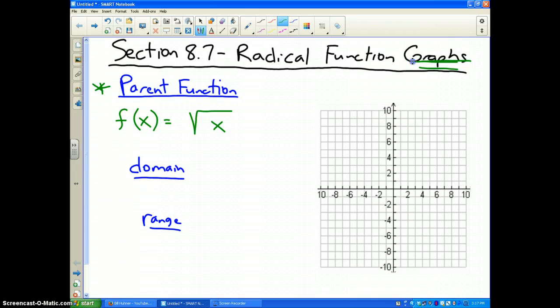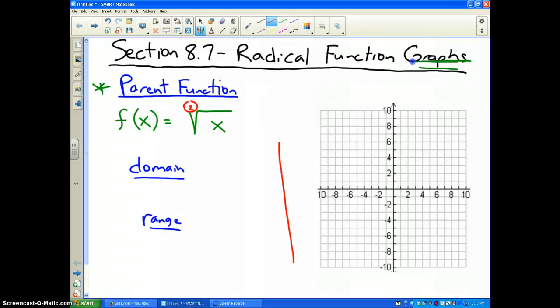Now, for the purposes of this section, and to keep things simple, we are only going to talk about square roots. We're not going to talk about cube roots, fourth roots, fifth roots, or any of those. We are only going to focus in this unit on square roots. Please don't forget that.